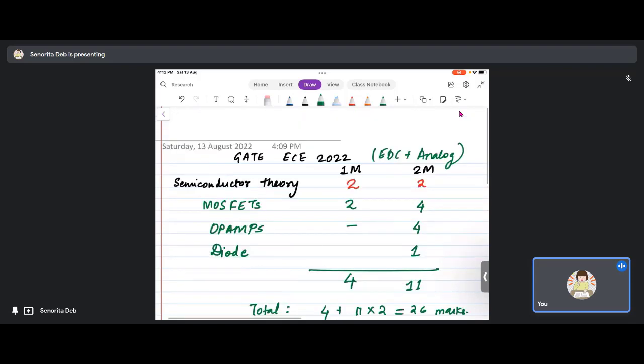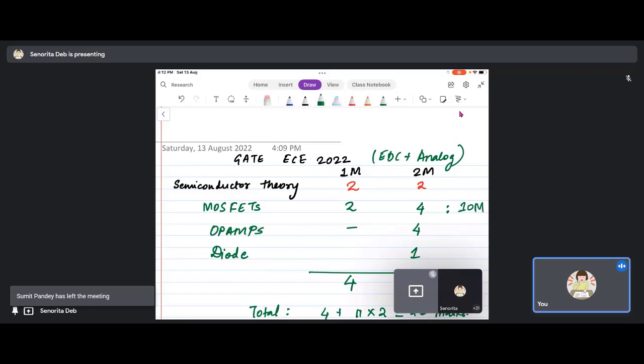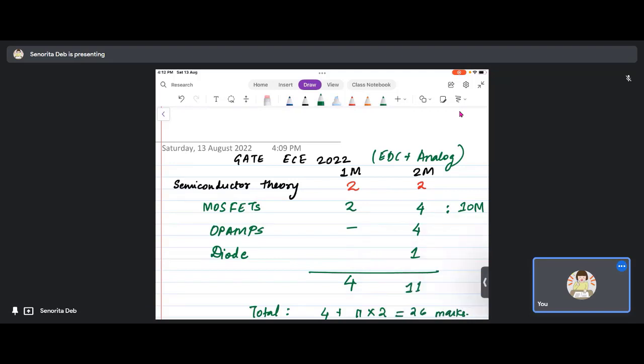Now you see here the marks distribution of MOSFETs. Around 10 marks of questions are from MOSFETs, which is the highest here, right? Earlier I think it used to be op-amps or something, and MOSFETs were not asked that much. BJTs were more, op-amps were more, but now the focus is shifting towards MOSFETs, because more and more students are focusing on masters in IC designing, in any college, and that might be the reason why the focus is so much on MOSFET theory.